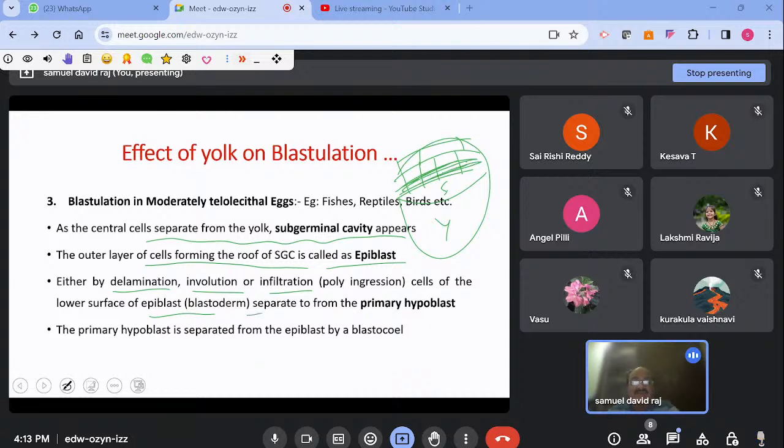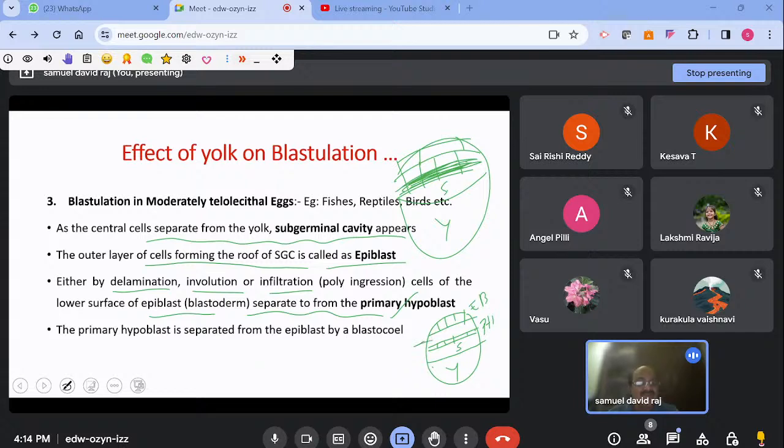These are separated from the above cells to form the primary hypoblast. So that's what happens now. There is epiblast here followed by primary hypoblast here followed by subgerminal cavity and yolk. So this is yolk, this is the subgerminal cavity, this is the primary hypoblast, and this is the epiblast.